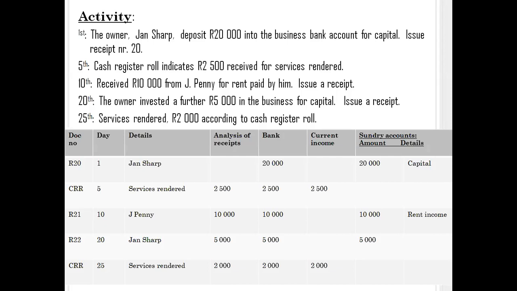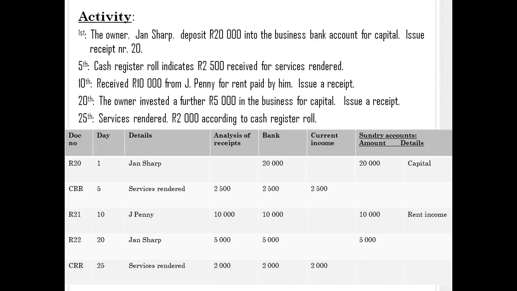Right, the next one on the 5th. Cash register roll indicates 2,500 Rand received for services rendered. Services rendered transaction. So right, let's look. We've got the date. We know it's a cash register roll. We've got the amount and we know it's for services rendered.